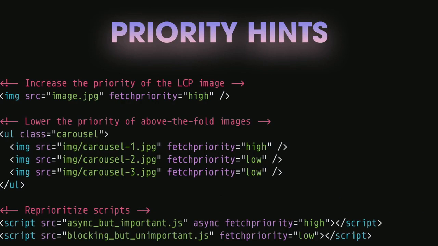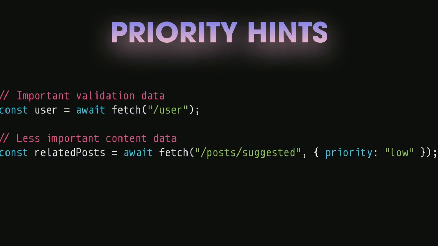And one example is, let's say you have a carousel with a bunch of images. You can have the first ones being high, and then the ones that are not visible being low. That's one thing, and you can do that when loading scripts as well. And one thing that's less popular is you can also do that with fetch requests. So in the configuration object, that is the second parameter of fetch, you can set priority to low.